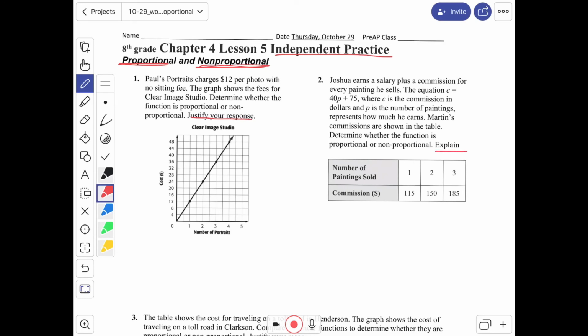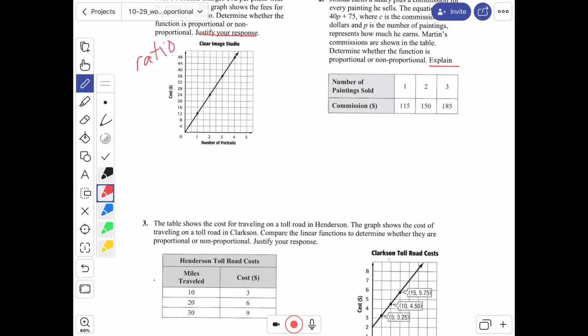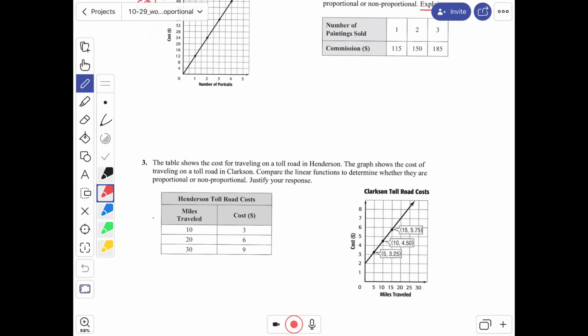So if it's proportional, you can write the word proportional. If it's non-proportional, you can write non-proportional. And as far as explaining or justifying, you can write just the ratio. If you show me what the ratios are simplified, then that'll be justifying your answer. So make sure to show me your ratios on all three.